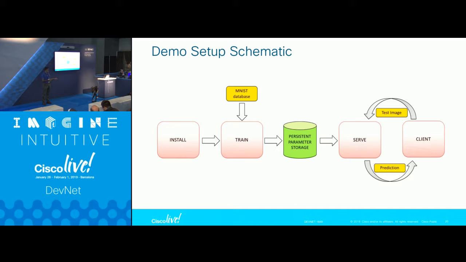You have an installation step, and then there is a train step, which takes the MNIST database, which is nothing but handwritten number recognition. That's the database, and the model is trained. The parameters are stored in a persistent parameter storage. From there is a serving layer which picks up the parameters, and the client basically sends an image. You infer from the stored data in the serving module, and then you give back an answer saying, okay, this is a 0 or a 1 or something like that. It's one of the most basic experiments that you can do in ML.